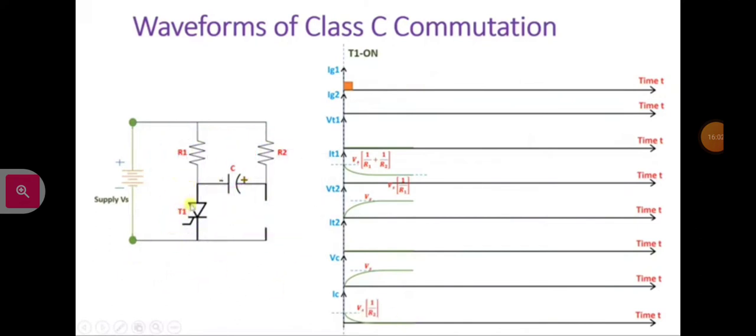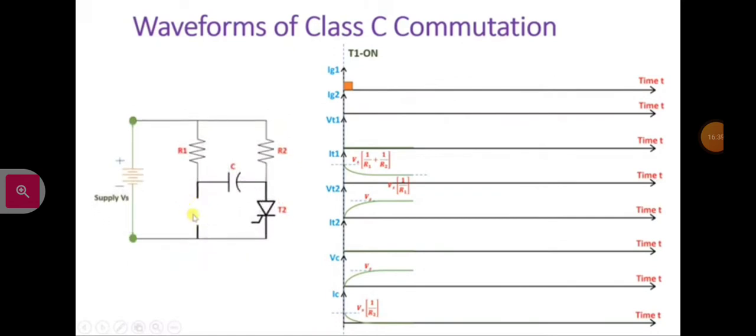Now here thyristor T1 is on, and to turn off thyristor T1 we will give a gate pulse to thyristor T2. So as we have given a gate pulse to thyristor T2, the polarity of the capacitor is plus minus like this, and that will appear across thyristor T1, and that will put thyristor T1 in reverse bias, and that will result in thyristor T1 getting turned off. So this voltage will turn off thyristor T1, as this capacitor voltage will put thyristor T1 in reverse bias.